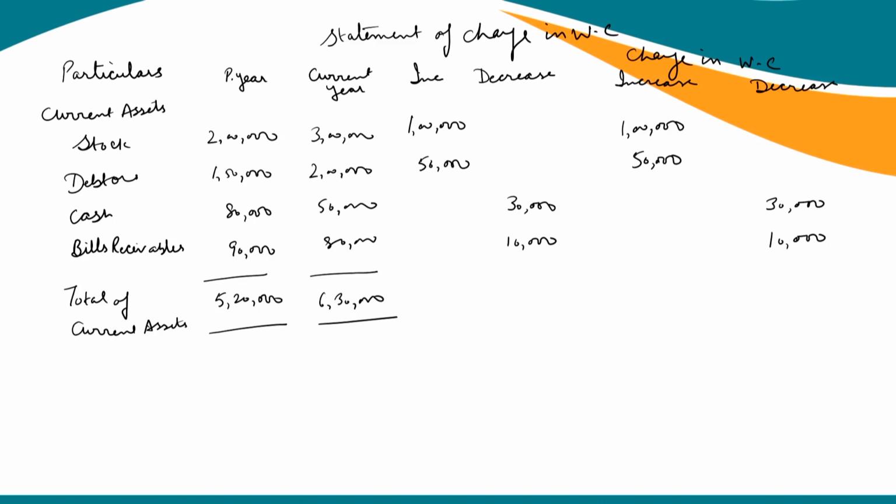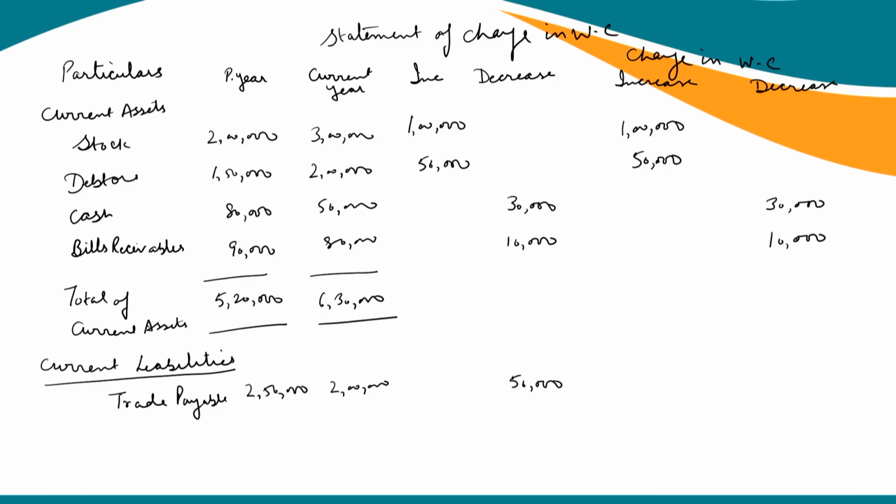Now moving further, we discuss the current liabilities and their changes. The components of current liabilities given in the question are trade payable. In the previous year trade payable was 2,50,000 and in the current year it is 2 lakh, showing a decrease of 50,000. As we know, this decrease will have a positive impact on the working capital. So we put it in the increase column, 50,000 increase in working capital.